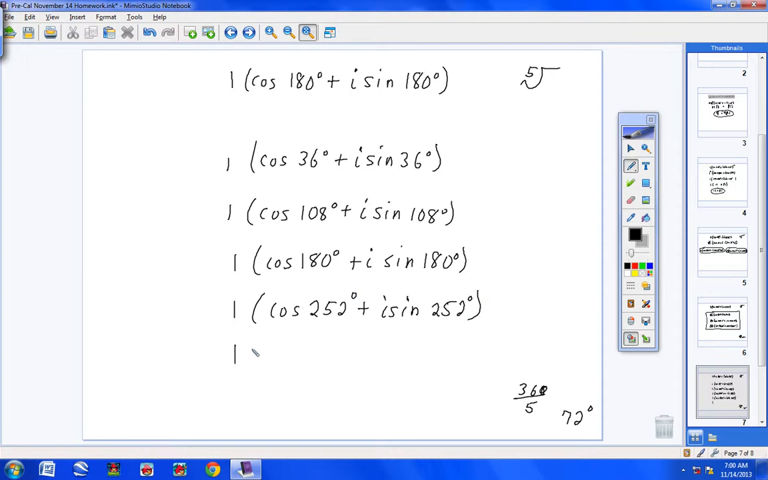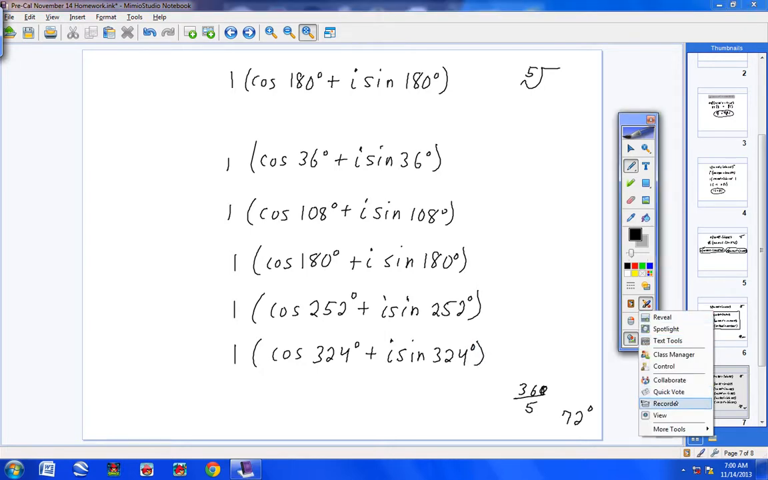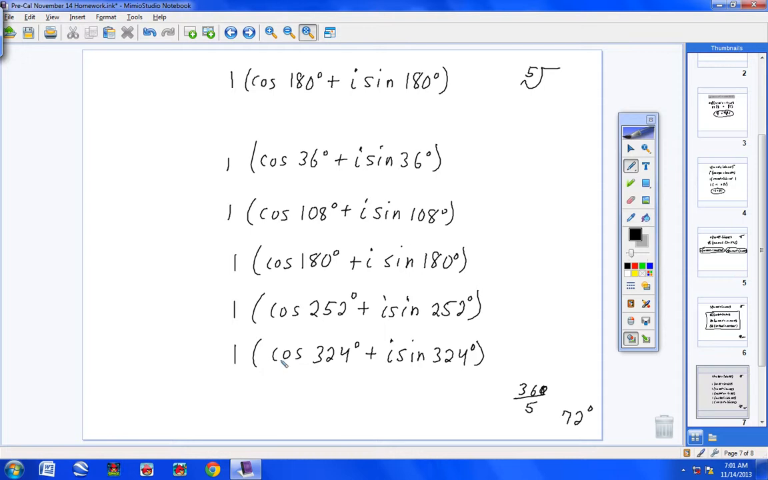And then we add 72 degrees again. And there's our final answer. So we found the fifth root of this complex number. Thus, because we have done that, we have 5 answers, and there's our 5 answers. Okay, so some pretty good math today.